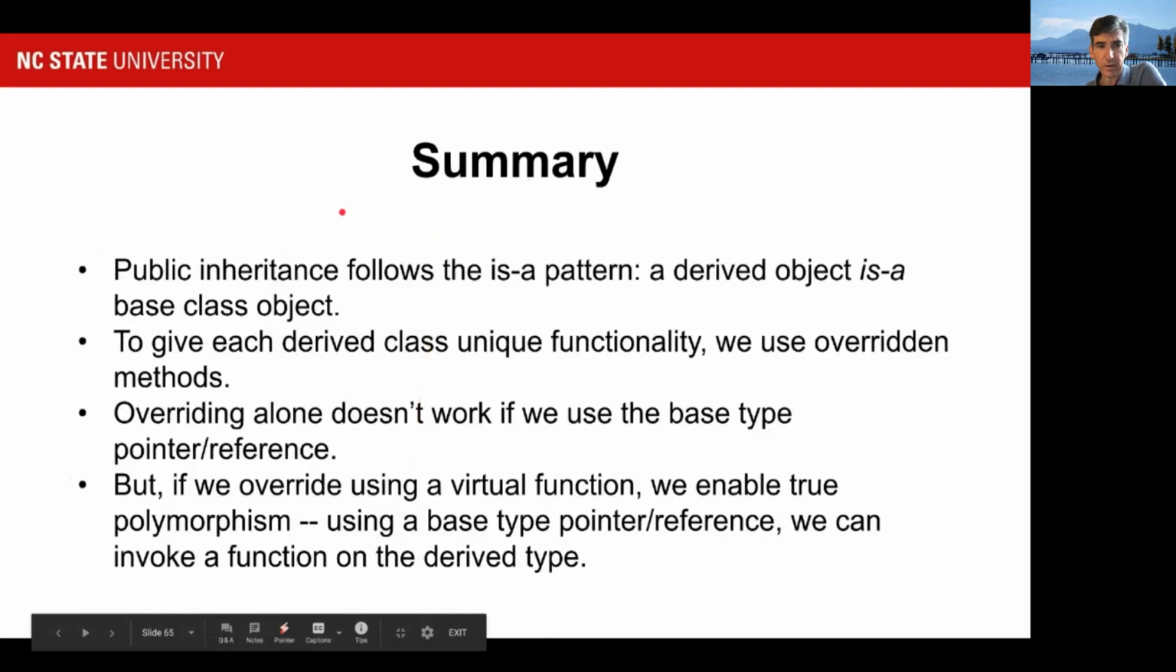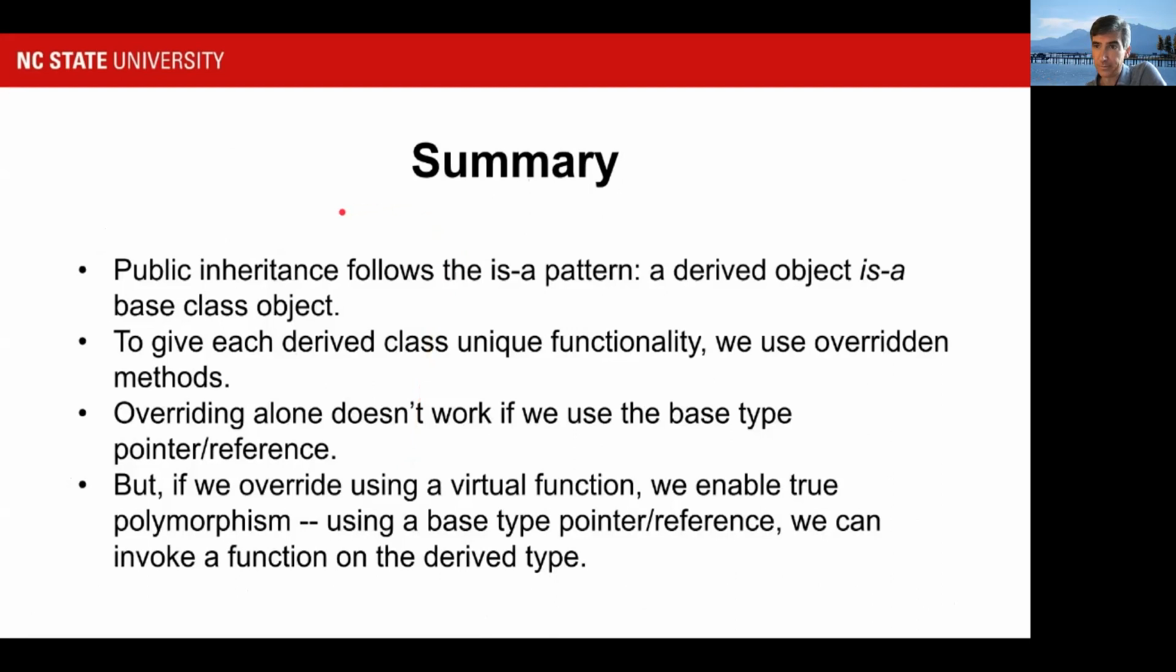Okay, so in summary, public inheritance follows the is-a pattern. A derived object is a base class object. To give each derived class unique functionality, we use overridden methods. Okay, but overriding alone doesn't work if we use the base type pointer or reference, because the base type can only see the functions in the base object. But if we want to take advantage of overriding in the derived type objects, then we have to use virtual functions. Virtual functions enable polymorphism.